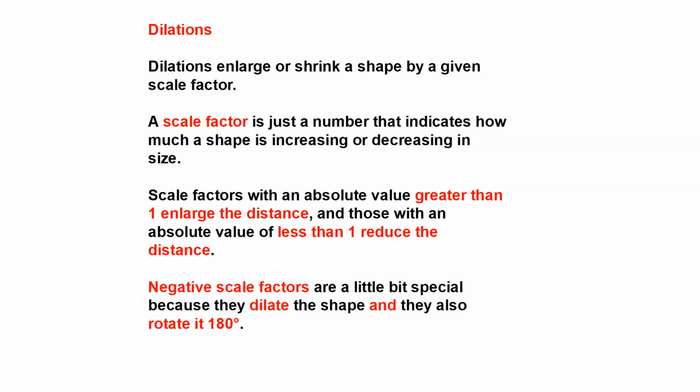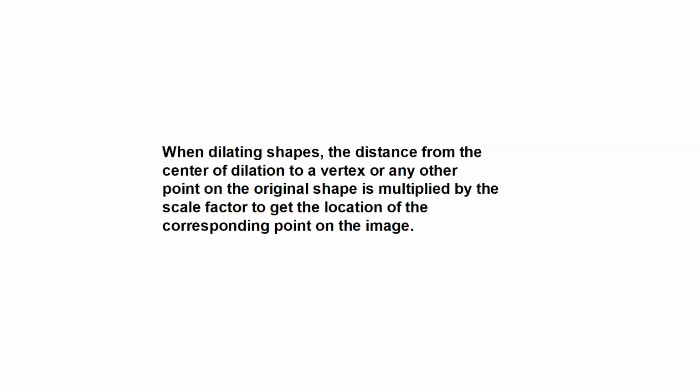Negative scale factors are a little bit special because they dilate the shape and they also rotate it 180 degrees. When dilating shapes, the distance from the center of dilation to a vertex or any other point on the original shape is multiplied by the scale factor to get the location of the corresponding point on the image. That's a whole lot of stuff. Let's look at an example.